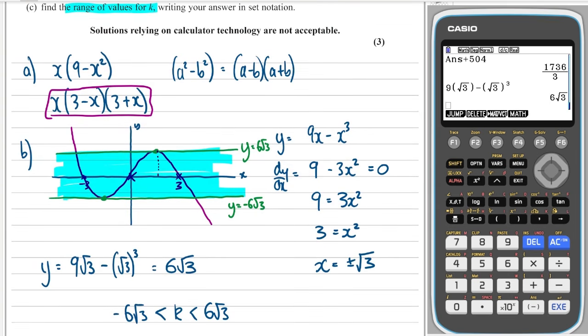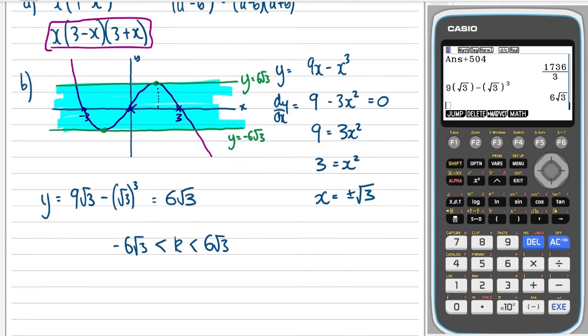We have to write it in set notation. So we have to start by saying k is a real number, dot dot, and put this in brackets like this. And that tells me that k is a real number and it's in between these two, but not equal to, because if it was equal to, then it would only cut twice.